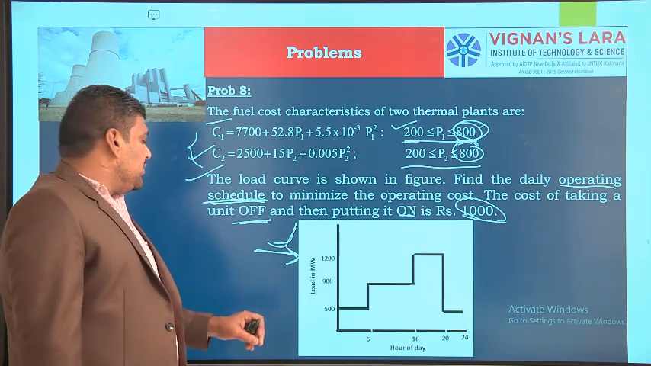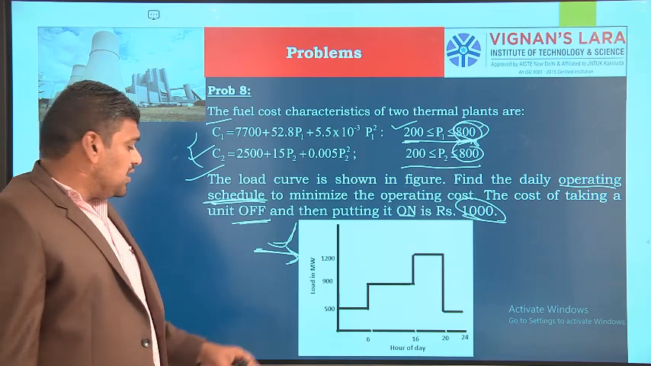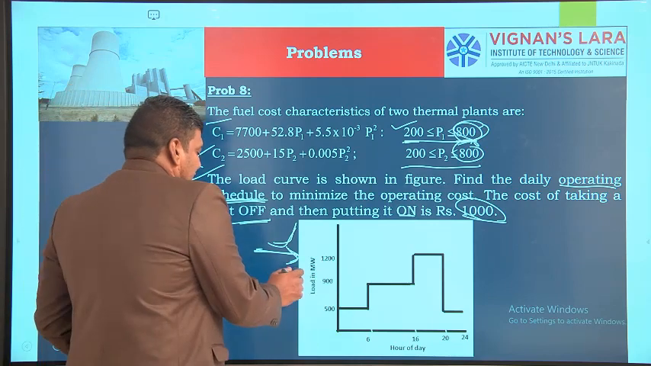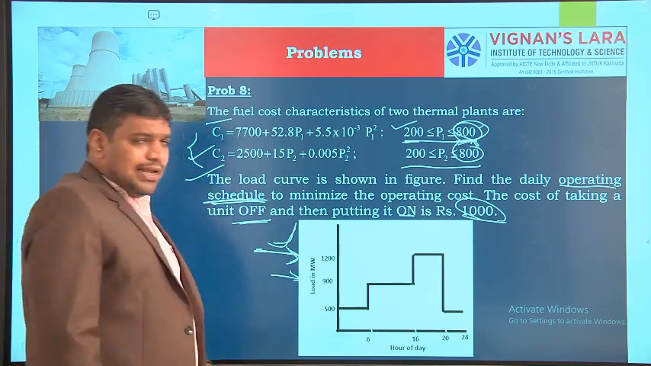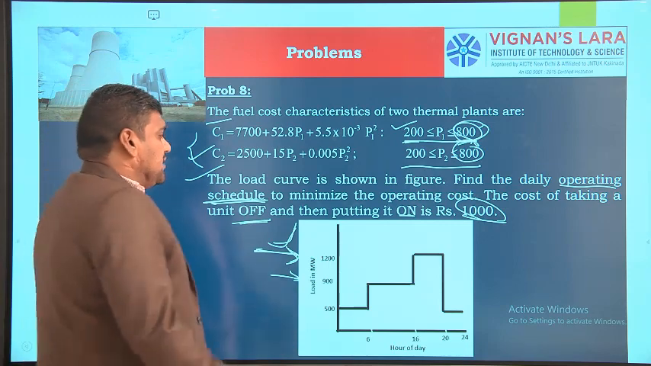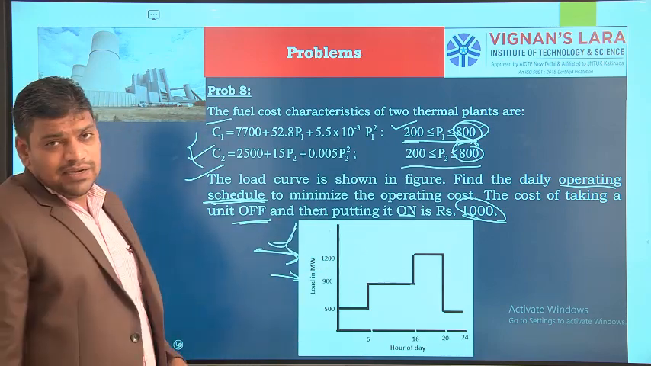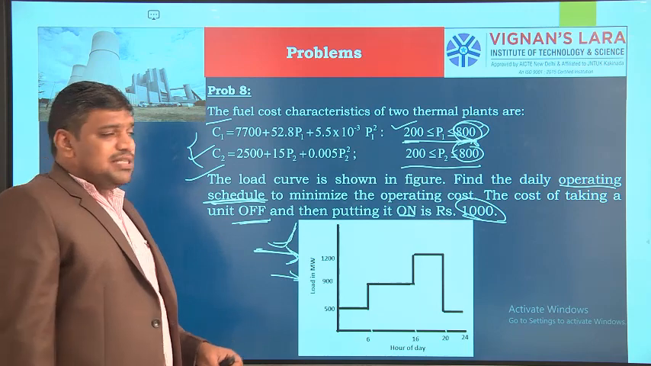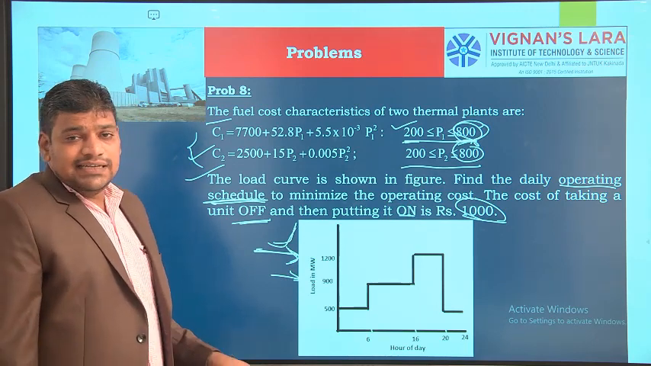Next, we come to the 900 megawatt level, a load of 900 megawatts. Here also the maximum possibility for a single generator is 800 megawatts.